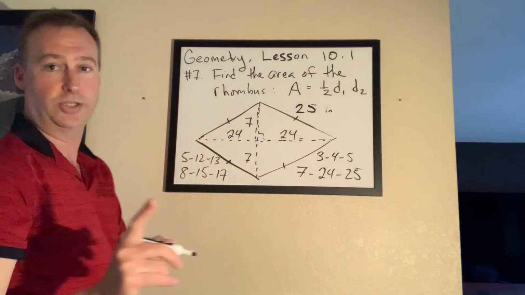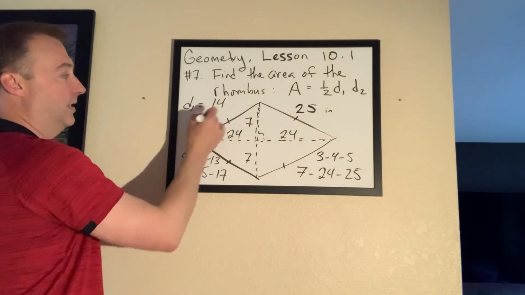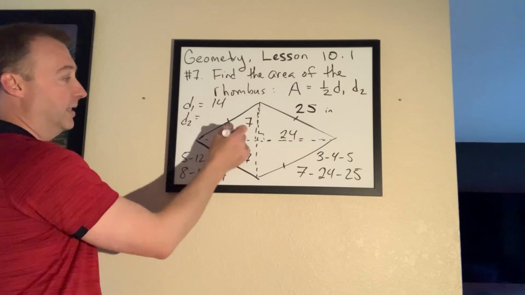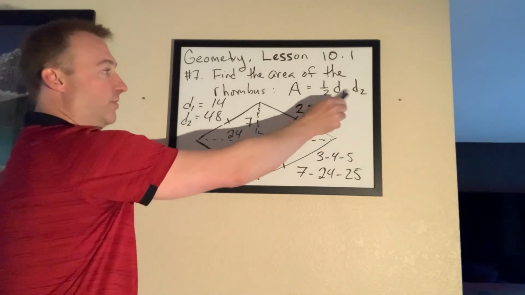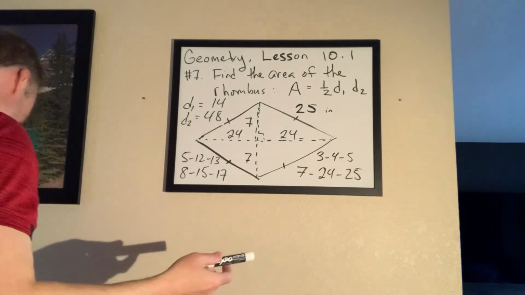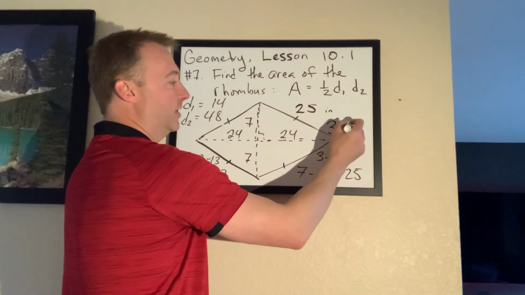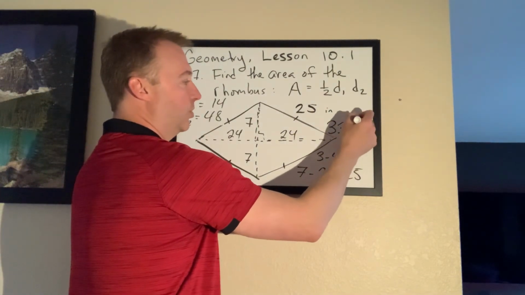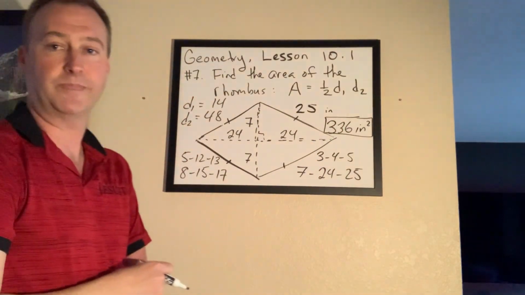So I'm going to let you take it from here. You know all you need to know. Diagonal 1 is 14, diagonal 2 is 48, and plugging those two values into this formula, 1/2 times 14 times 48 should give you an answer of, I believe, 336 inches squared. Make sure you work that out on paper, but that'll be what you get. Okay, hope that helps.